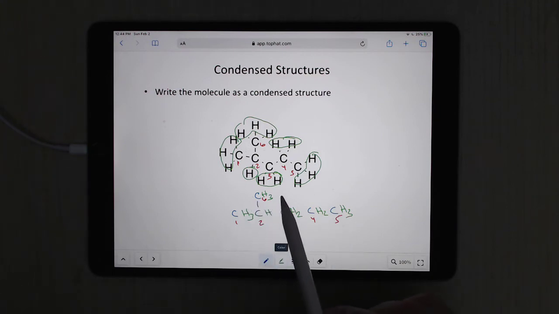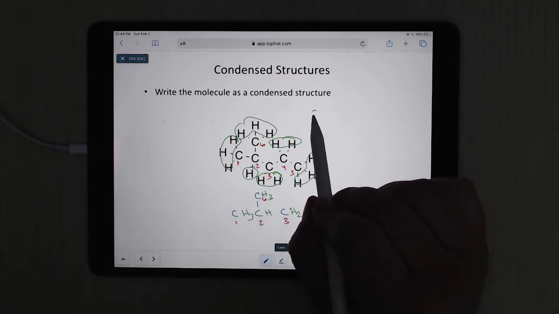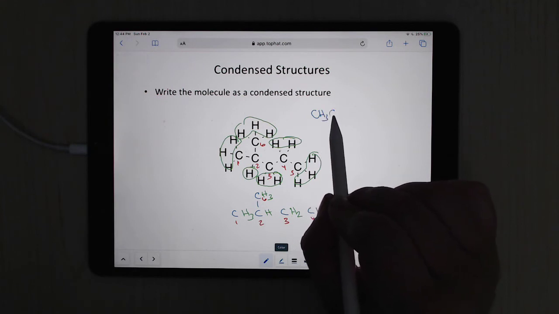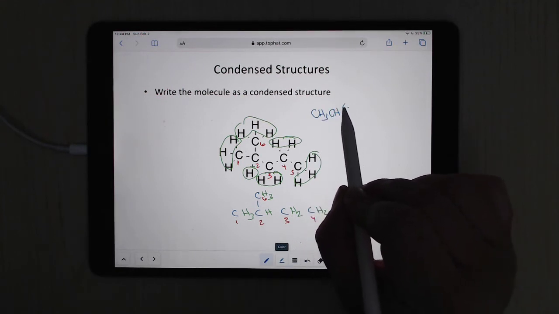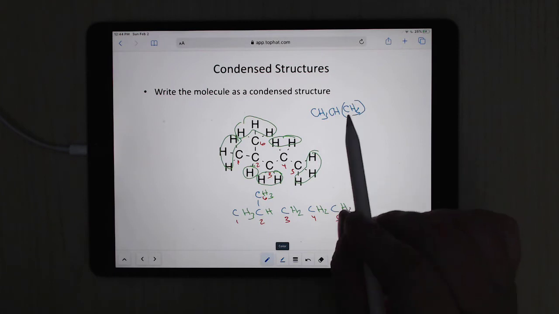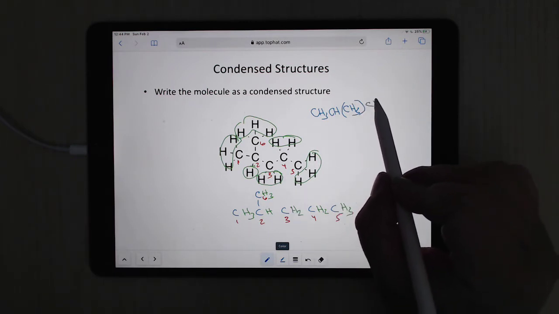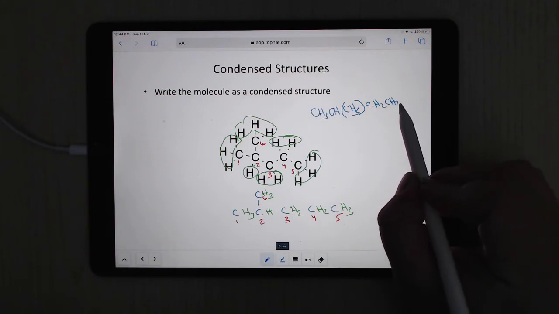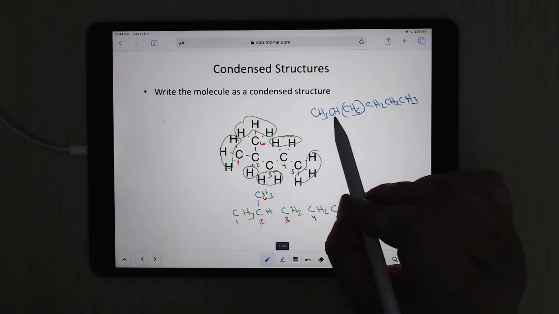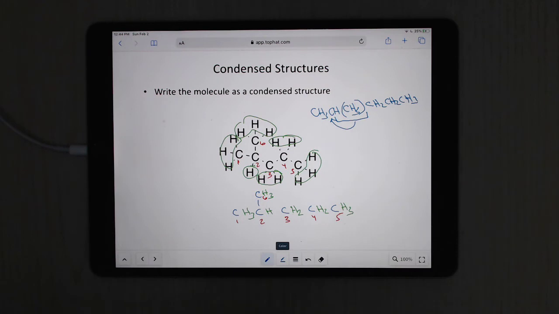Another way that you could draw this is like this: CH3, CH, and then put what's branching away from it in parentheses, then CH2, CH2, CH3. And what this means is all of this stuff is bonded there.